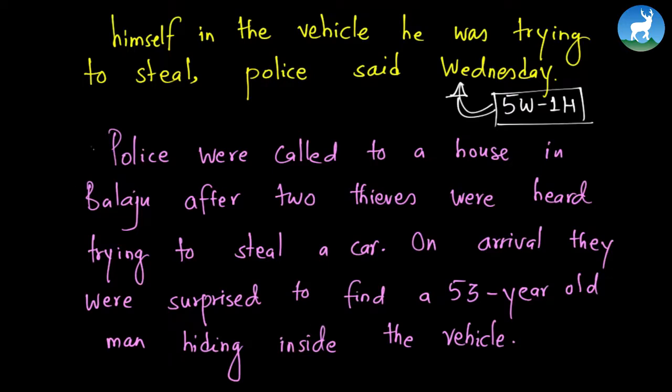Now let's go on reading this one. Police were called to a house in Balazoo after two thieves were heard trying to steal a car. On arrival, they were surprised to find a 53-year-old man hiding inside the vehicle. What is this called? This is called the body. Very good. The body gives detailed information and significant details followed by less significant details. That is the rule.